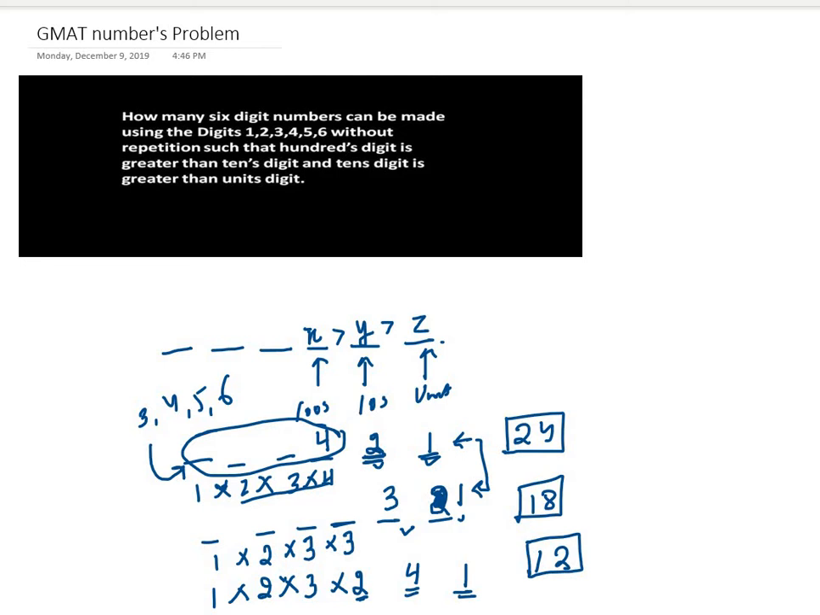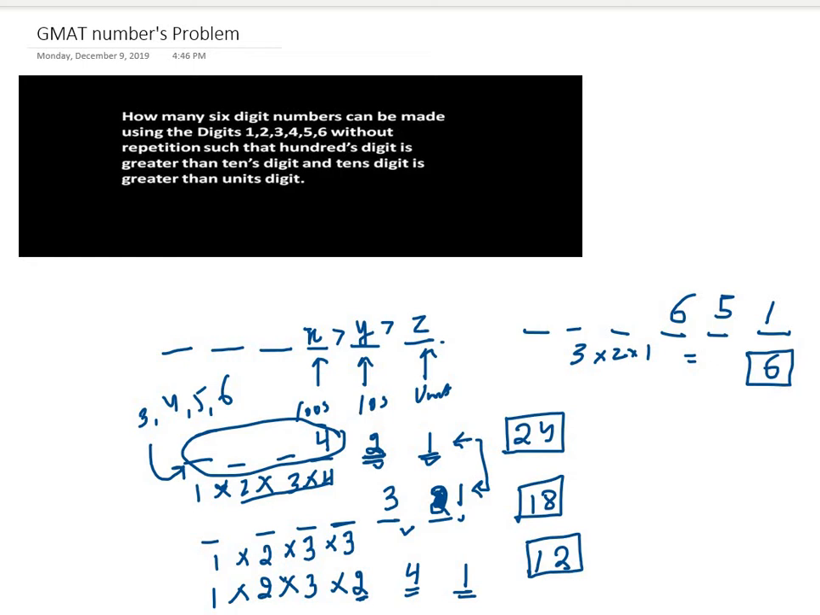So let's move on to the next one. Let's say we fix z to be 1 and y to be 5. So in this case x can have only the value 6, and the remaining 3 can be filled in 3 into 2 into 1 ways, which is how many ways? 6 ways. I'm just putting a box on the number which I am calculating. So 6 numbers are possible with x equal to 6, y equal to 5 and z equal to 1.